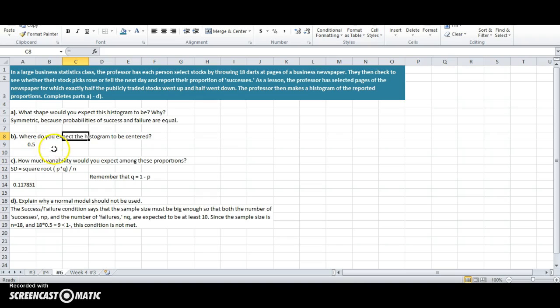Part B, where do you expect the histogram to be centered? Obviously, it's centered at 0.5, because 0.5 is the threshold of success or failure based on the way it's been described. It's very similar to a coin flip.